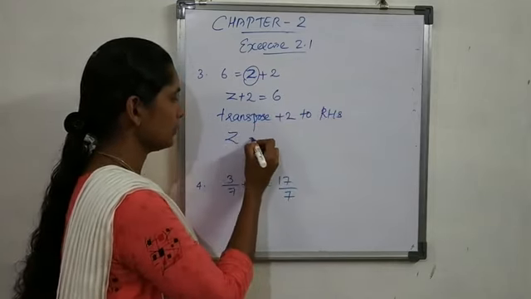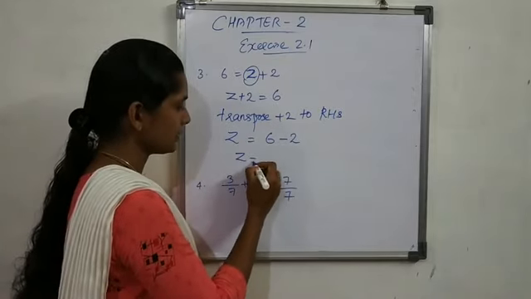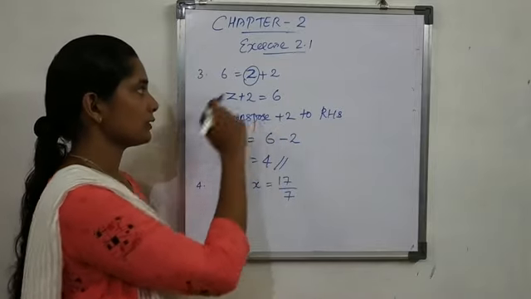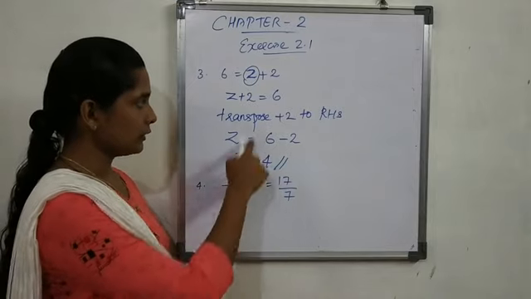Then z is equal to 6, plus 2 will become minus 2. Z is equal to 4. You can check this also. 4 plus 2 is 6. Okay, z value is 4.